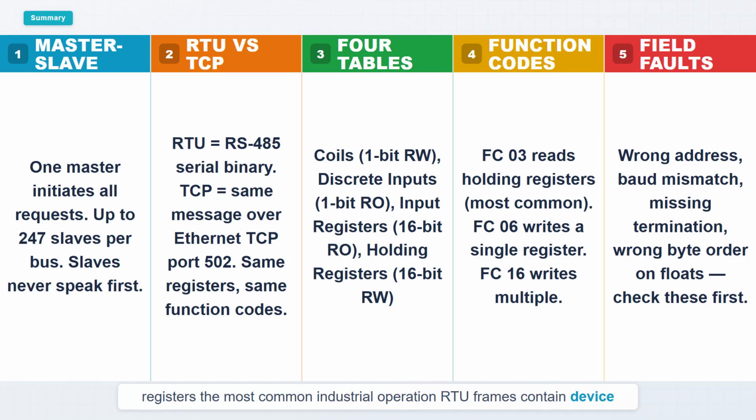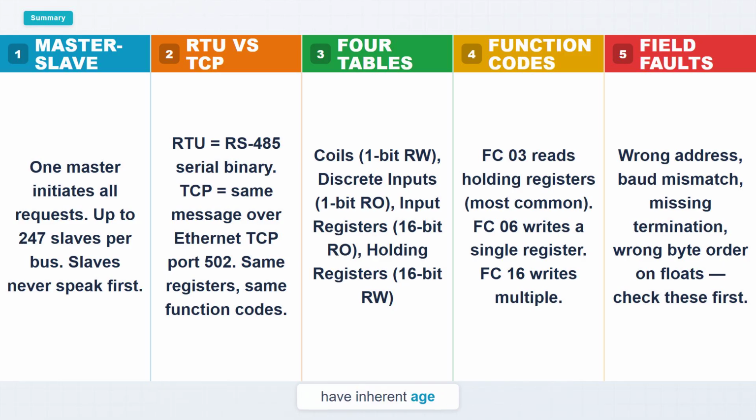RTU frames contain device address, function code, data, and CRC. Multi-register floats need correct byte order. Common field faults include wrong slave addresses, baud rate mismatches, and missing bus termination. And the PLC Modbus driver polls independently of the scan cycle, so register values have inherent age.